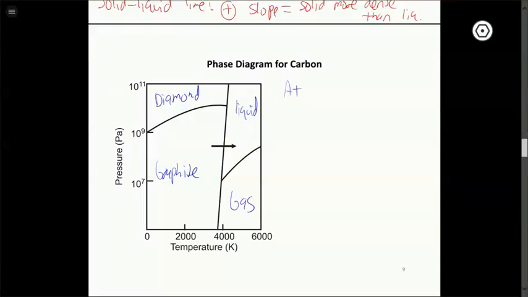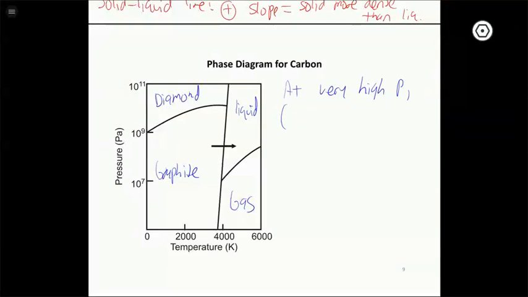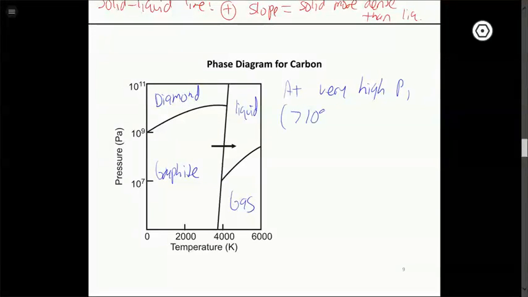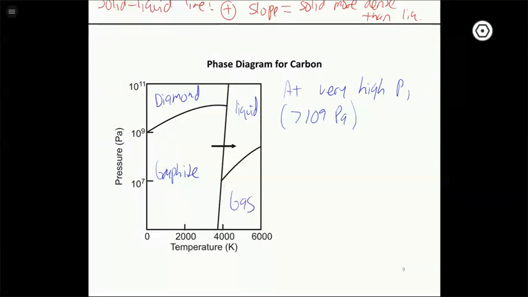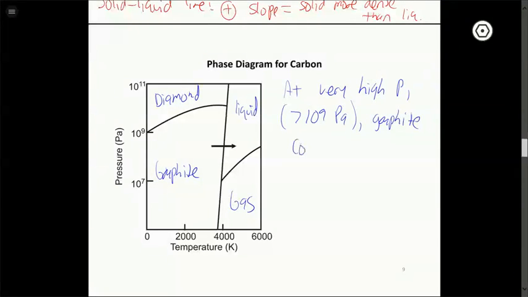So at very high pressure, though, we see that it's greater than 10 to the 9th pascals. That's where that phase change line starts. So 10 to the 9th pascals is about 10 to the 4th atmospheres or so. So about 10,000 atmospheres, pretty high. And at that point, graphite converts to diamond.